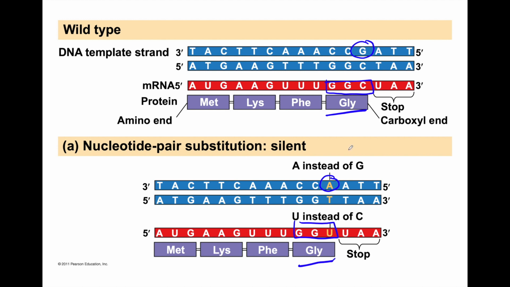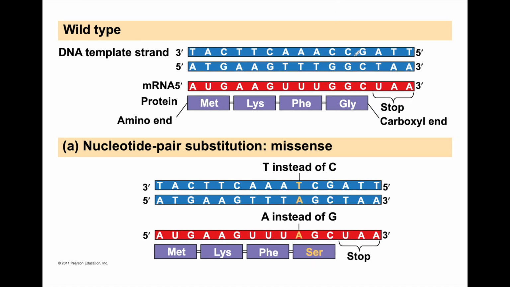Remember, the genetic code is redundant, so sometimes you can have a change in the DNA and the protein will be exactly the same. There is no change to the protein here, even though there is a mutation, a change to the DNA. This is called a silent mutation. A silent mutation is when there is a change to the DNA, but there is no change to the protein.